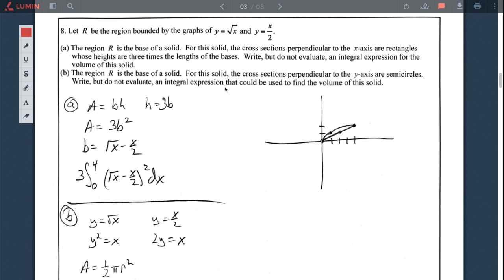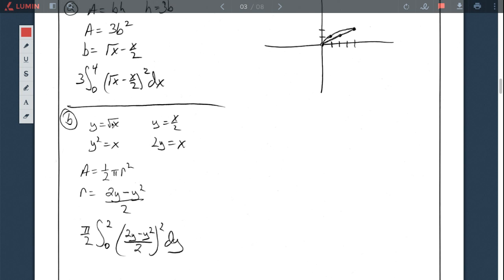Next one, cross sections are perpendicular to the y-axis. So since it's perpendicular to the y-axis, that means I've got to solve for x. And we're dealing with semicircles. So as you see, I solve for x on that one. I solve for x on that one. It's a semicircle. The area of a semicircle is 1/2 pi r squared.